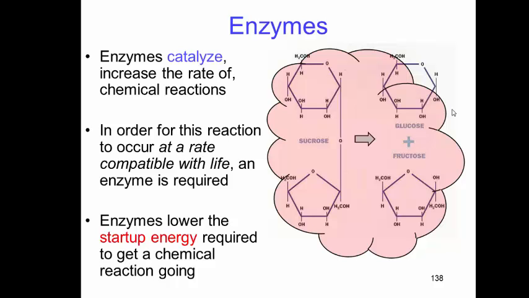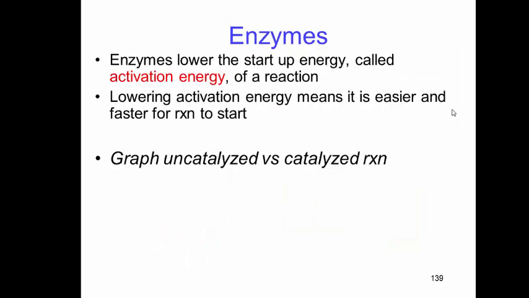The way that an enzyme is able to do this is that an enzyme lowers the startup energy for a chemical reaction. So every chemical reaction requires a little bit of startup energy to get it going, and enzymes lower that startup energy. The startup energy for a chemical reaction is called activation energy. So enzymes lower the activation energy for a reaction. By lowering the activation energy, this basically means it's going to be easier and faster for the reaction to start.